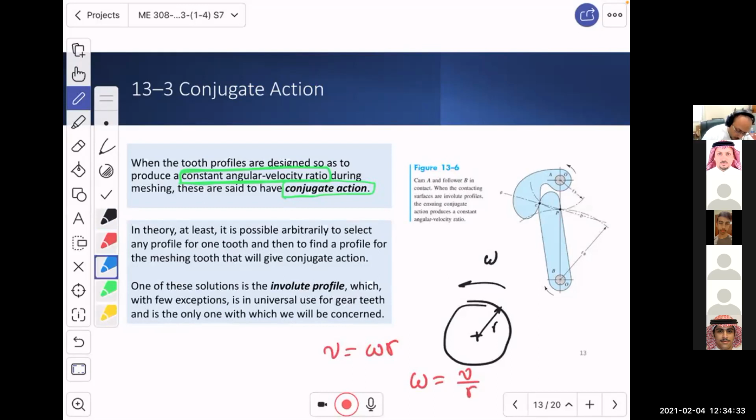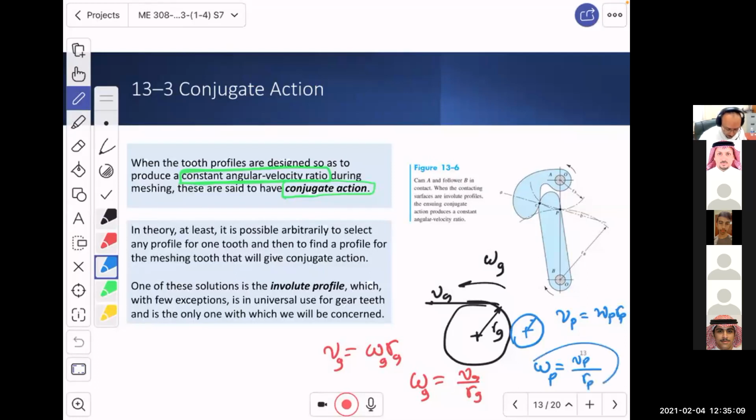Now, what if there is a pinion over here? And this one, let's call it the gear, with velocity v gear. Now, what happens for the pinion? I will have v for the pinion equals omega of the pinion times r of the pinion, and similarly omega for the pinion equals v divided by r.